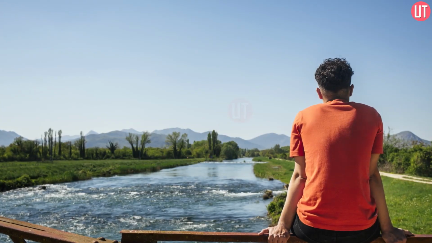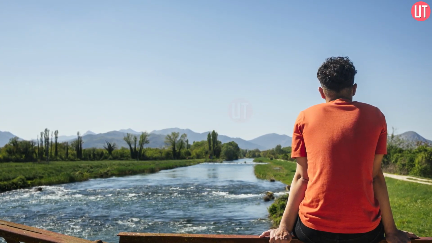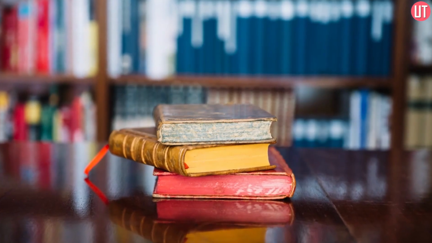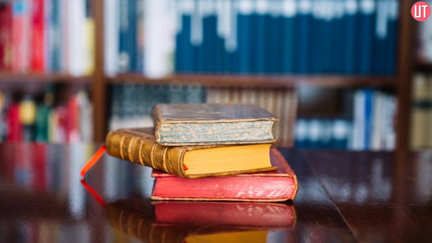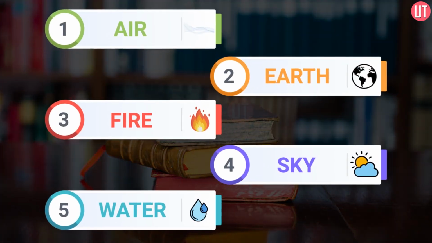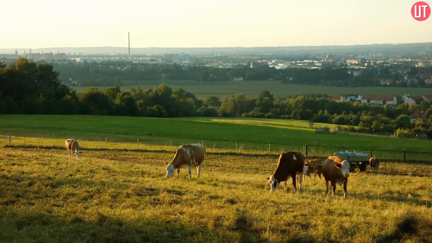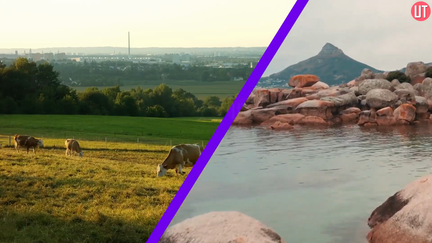Since early times, human beings have been trying to understand their surroundings. Early Indian philosophers classified matter in the form of 5 basic elements: the Panchtattva: air, earth, fire, sky and water. According to these Panchtattva, everything, living or non-living, was made up of these 5 basic elements.